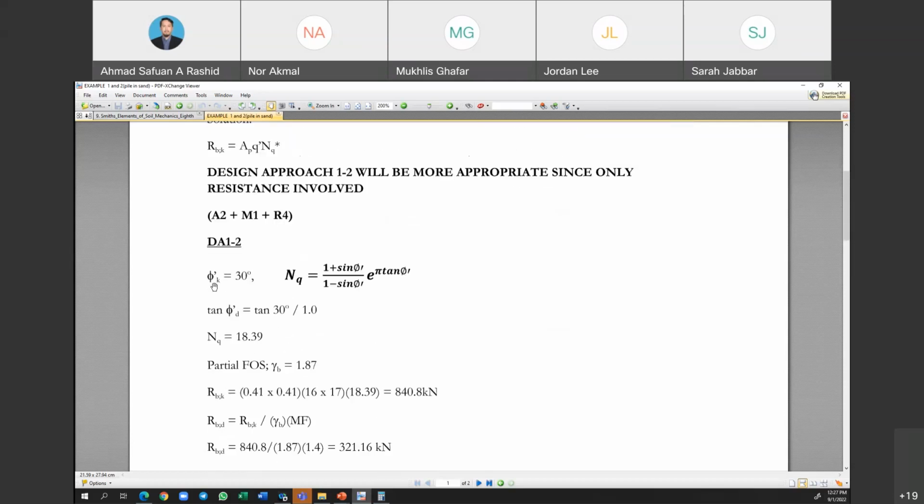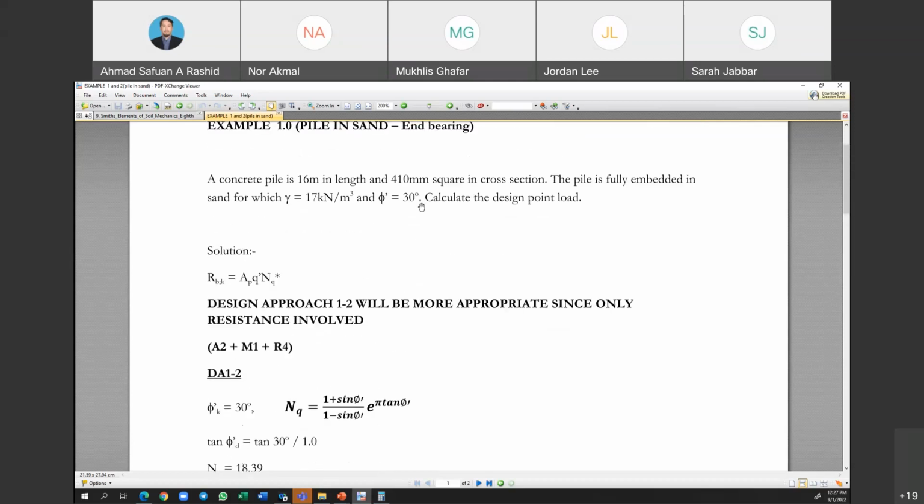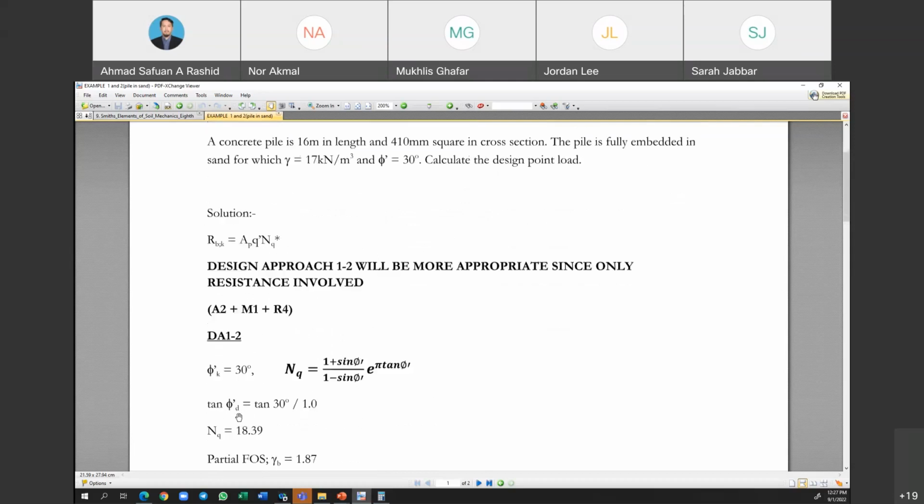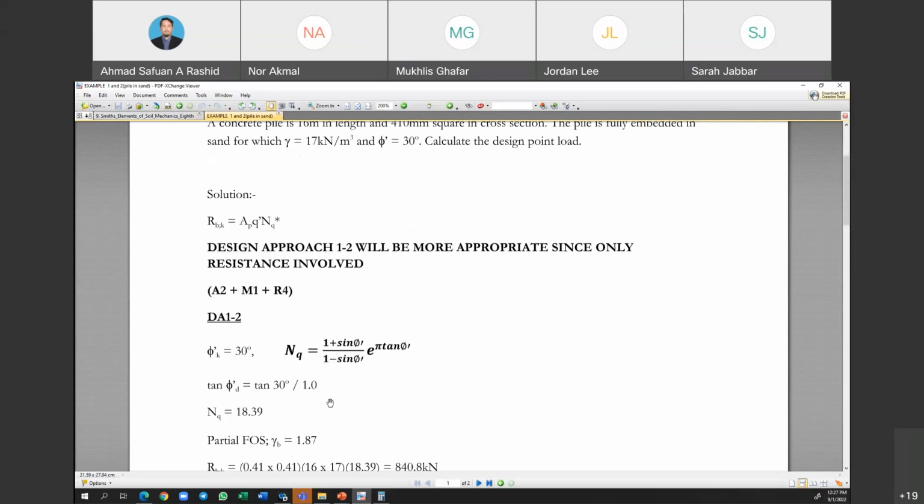Okay, so the value of the phi is 30. Okay, so then the same procedure, get the phi value. Okay, when we divide with 1. Sorry, for this case, probably.